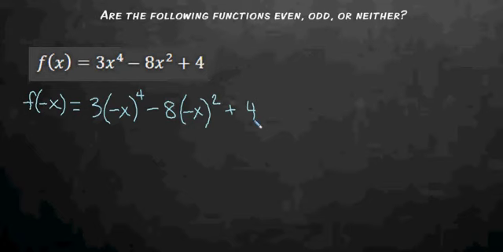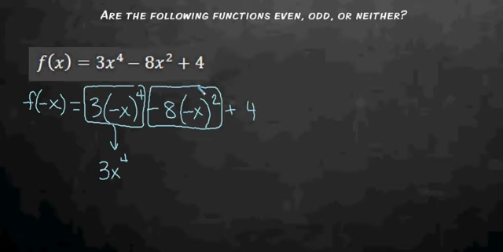Well, I know that negative x to the 4th power is a positive x to the 4th. So this piece right here would end up being positive 3x to the 4th. The negative in there raised to the even power is still going to end up making it positive. Then this guy right here, negative x raised to the 2nd power, is also going to be positive x squared. So that in turn is not going to change the sign of the negative 8. So this is still also going to be minus 8x squared. And then 4 didn't have anything put into it, so it still remains as a plus 4.